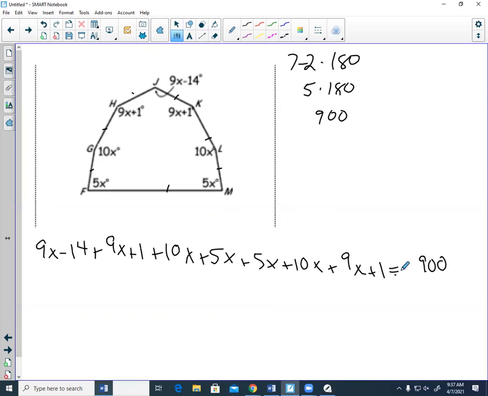Now it's the exact same problem as last time. Combine your like terms, solve the equation for x. How do you combine? Do it the same exact way that you did before. Combine your 9, your 9, your 10, your 5, your 5, your 10, your 9. Oh, so you just do like terms. And there's 1, and negative 14. Combine your like terms. So you're adding the x's and then adding and subtracting the constants.